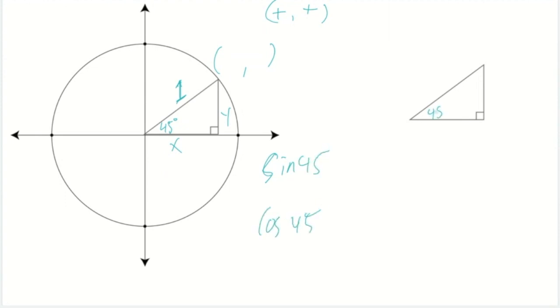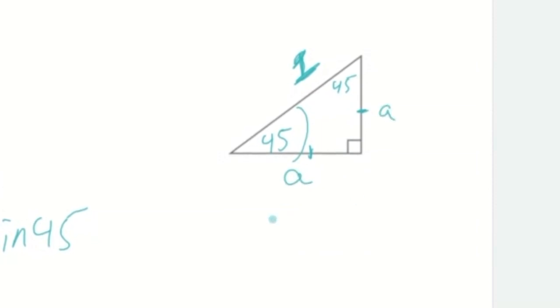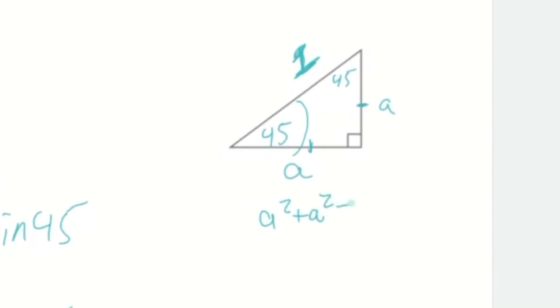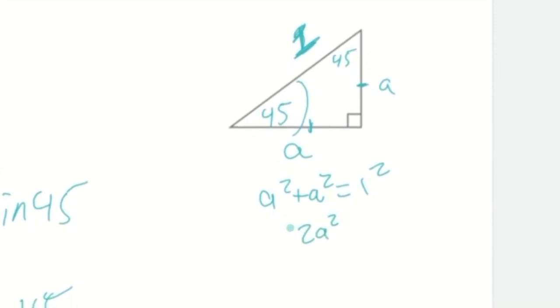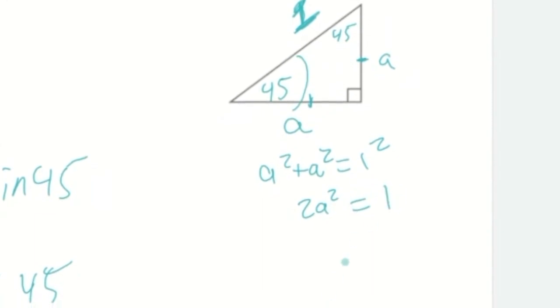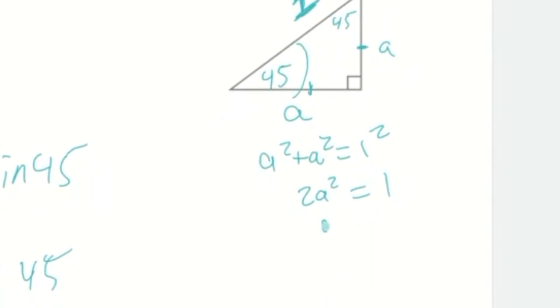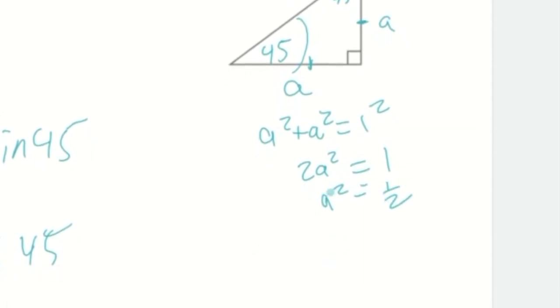The problem is, we need to know what the measurements on the triangle are. Because this is 1, and if it's 45 here, that's 45, which means these two sides are equal. So I can say a and a. So a squared plus a squared equals 1 squared. 2a squared, because we have 2 of them now. 1 squared equals 1. Get a by itself. Divide by 2. A squared equals 1/2.